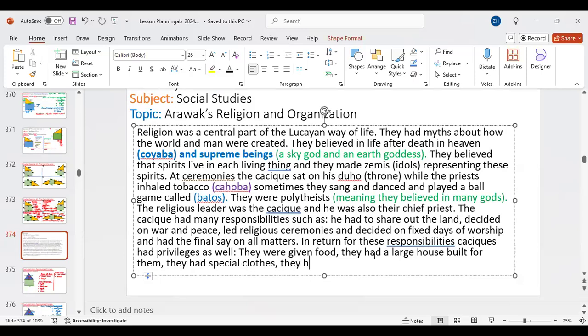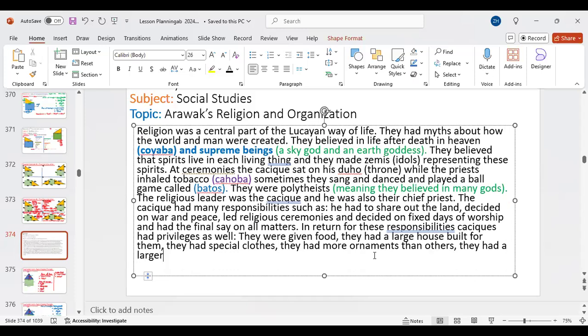They were given food. They had a large house built for them. They had special clothes. They had more ornaments than others. They had a larger canoe. They had a special burial. They could have several wives. And they sat on a throne.